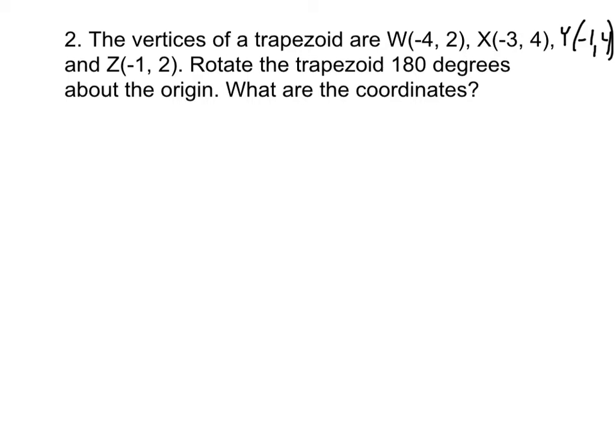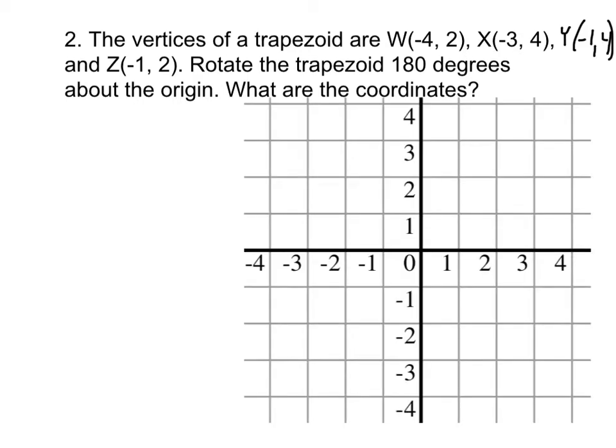What are the coordinates? So the first thing you need to do is just make a rough graph of X and Y axes. You don't need graph paper in your notes. So I'm going to first graph the points. So negative 4, 2, that would be 1, 2, 3, 4, and then up 2. Make sure you label. This would be W. Then negative 3, 4 would be here. That's X. Y is negative 1, 4, which is right there, and Z is negative 1, 2. So we connect these to make the trapezoid.